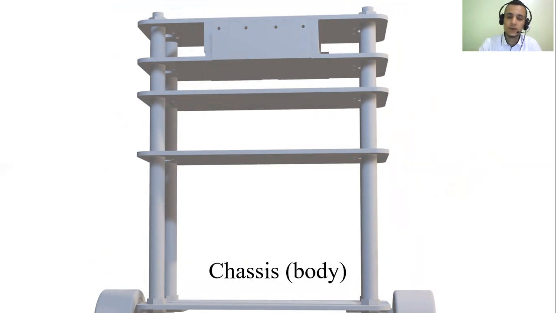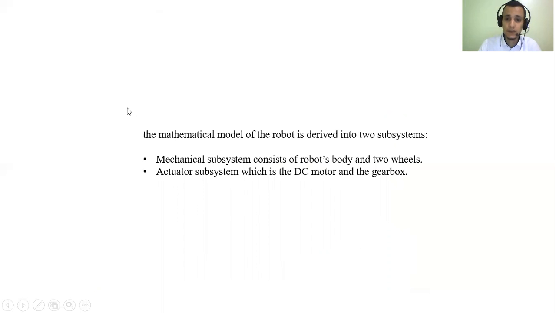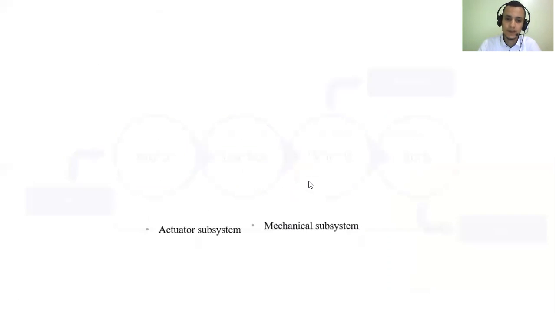The first thing we're going to do now is model our robot. By modeling our robot, I mean present these mechanical systems and electrical systems in mathematical equations. All right, so the mathematical model of the robot is derived into two subsystems. Mechanical subsystem consists of the robot's body and two wheels. Actuator subsystem, which is the DC motor and the gearbox.